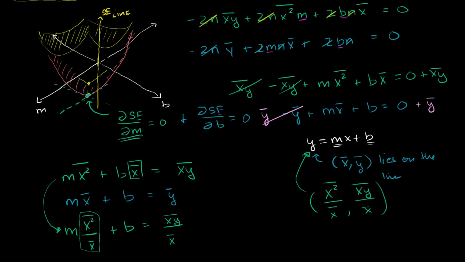But already, these are the 2 points that lie on the line. Both of these are on the best fitting line, based on how we're measuring a good fit, which is the square distance. These are on the line that minimizes that square distance.